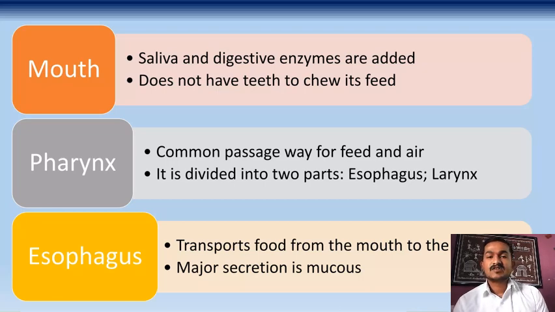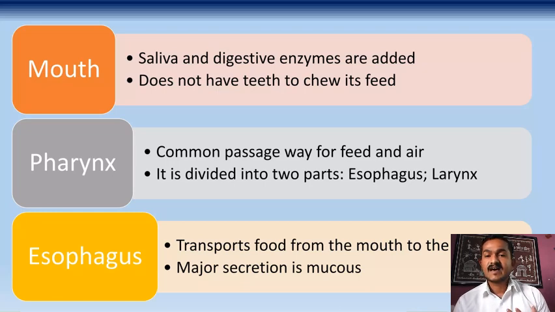Now next organ, the mouth is followed by the pharynx. The pharynx is a common passageway for feed and air, and it is divided into two parts. The first is the esophagus and the other is the larynx. Clear? So the pharynx is a common passage. A common passage for what? The feed which is eaten by the birds, and the other passage, the air.